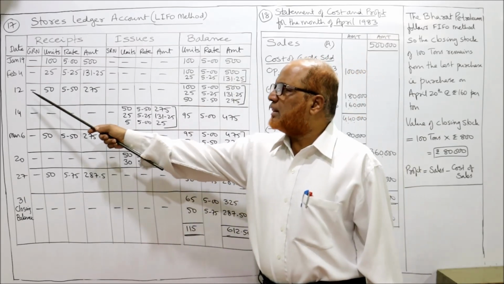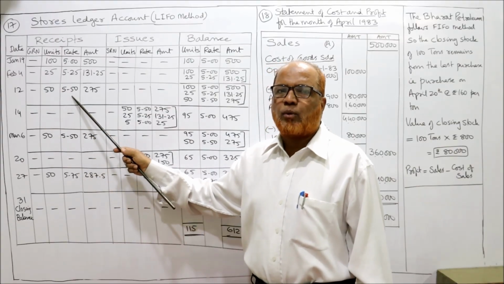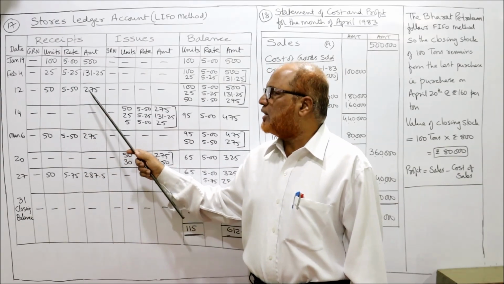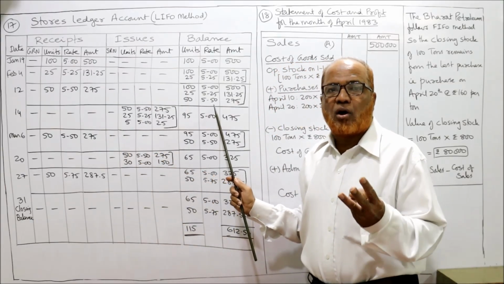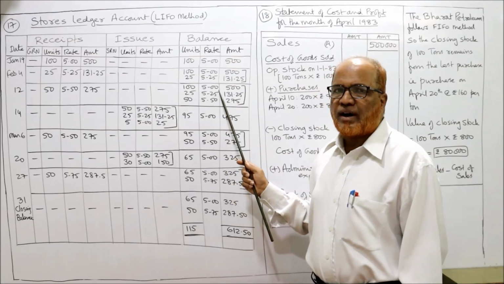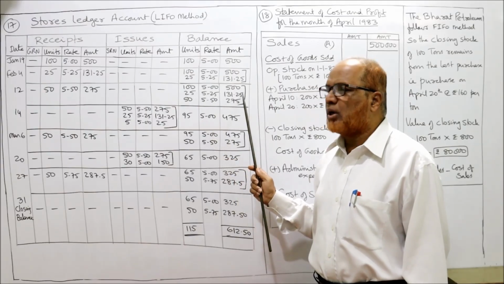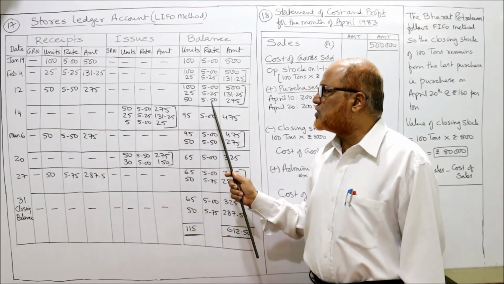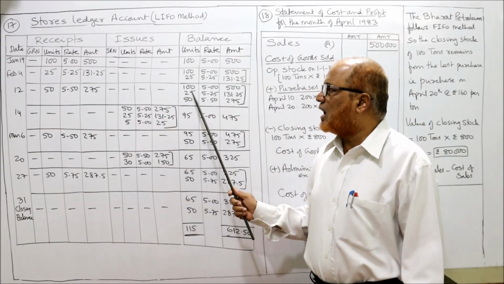Right? Now 12th Feb, again there is a purchase of 50 units at 5.50 each. So multiply, 275. Now in the balance we will have 3 lots: first, second, third. First lot 100 units, 5 rupees, 500. Second lot 25 units, 5.25, 131.25. Third lot 50 units, 5.5, 275. 3 lots we are having in our balance.